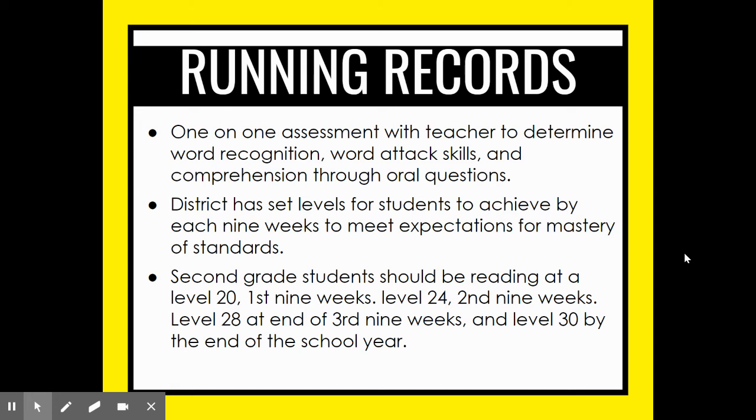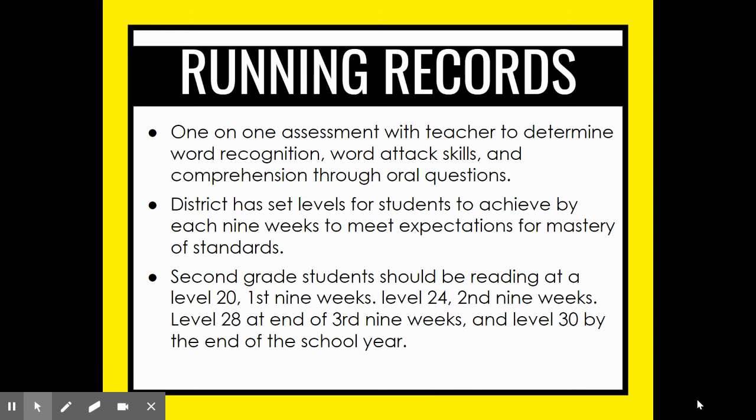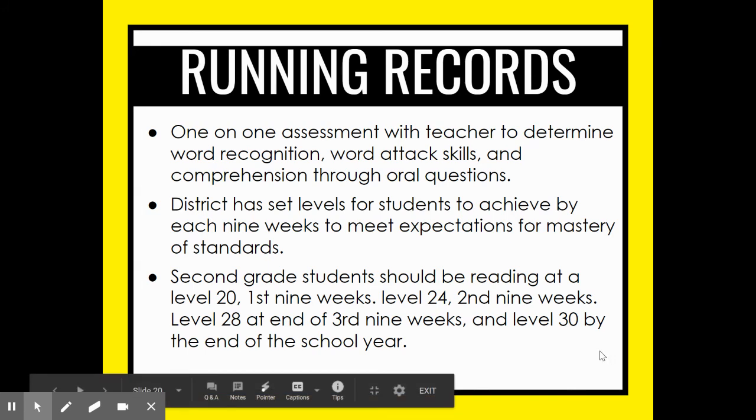And as they're reading, we're marking down what words they're getting right and wrong, and then we ask them questions at the end of it. So it's both parts. They have to miss only a certain number of words, and they have to get the comprehension questions right. So second grade students should be reading at a level 20 by the end of the first 9 weeks, a level 24 by the end of the second 9 weeks, a 28 at the end of the third 9 weeks, and a level 30 by the end of the school year.